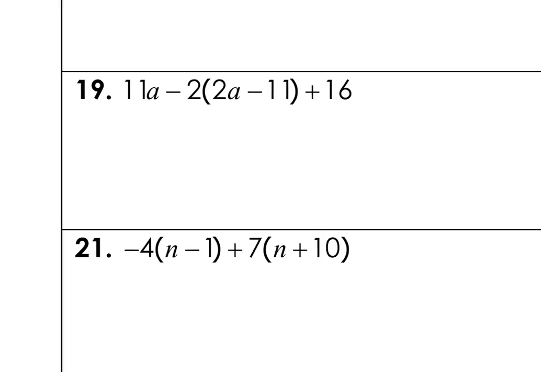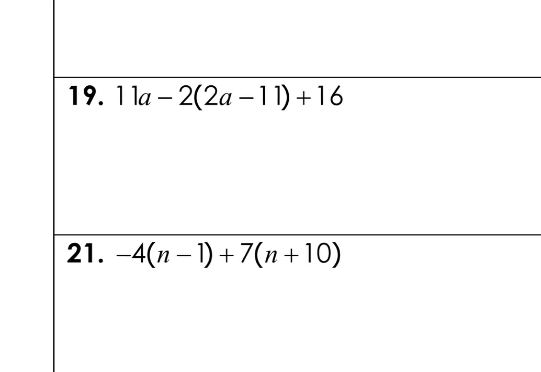Next, let's check out 19. So let's write down PEMDAS, and then let's see what we got. We have 11a minus 2. This 2 is multiplying 2a minus 11 plus 16. So, do we have parentheses? Yes, we do. Can we do what's inside of these parentheses? Can we do 2a minus 11? No. So we're on to exponents.